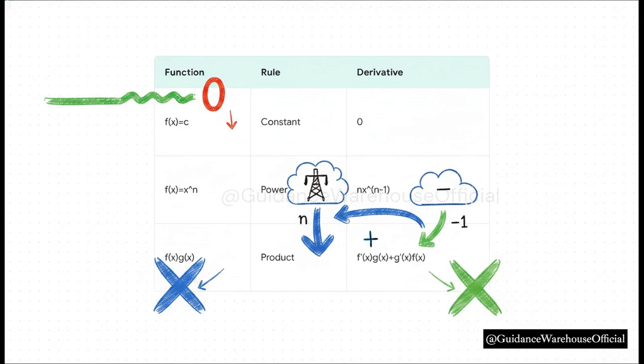You might want to pause and grab a screenshot of these rules as a study guide. We covered the constant rule, where flat lines become 0. We conquered the power rule, our main workhorse where you just drop the exponent and subtract 1. And we navigated the product rule, that dynamic, cross-multiplying formula for interacting functions.